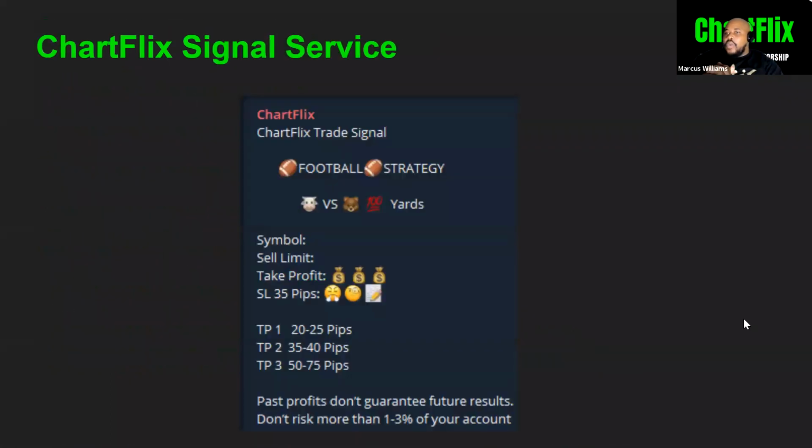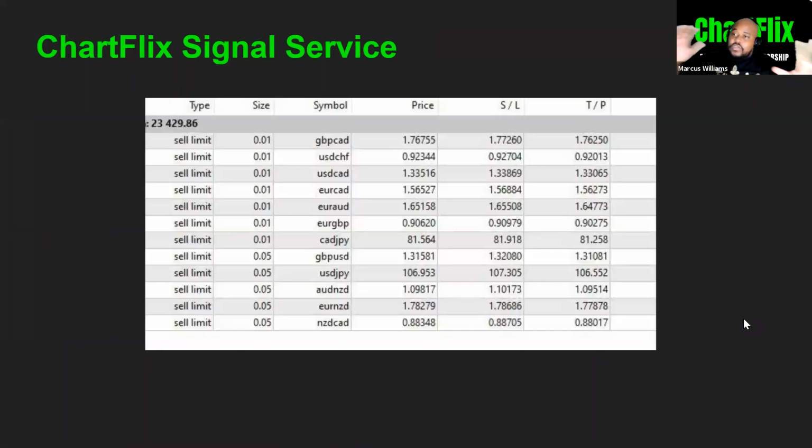Now let's go and jump into our signals. Now, guys, most of you who are used to getting signals from visitors, you're used to somebody saying buy now, sell now. Well, what happens if you're at work, or what happens if you're cooking, or what happens if you missed it? That's a lot of times why people fail with trade signals, is because the signals are market execution. Well, over here in ChartFlix, we don't do market execution. All of our trade strategies are pending orders. And a lot of people don't like pending orders, but pending orders are boss.